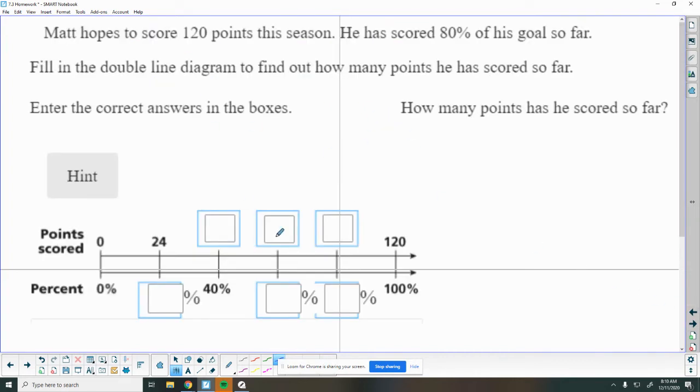Number 5 has 2 parts here. Matt hopes to score 120 points this season, so this is what he wants his total to be. He has done 80% of the total. First, we're going to fill in this double number line.